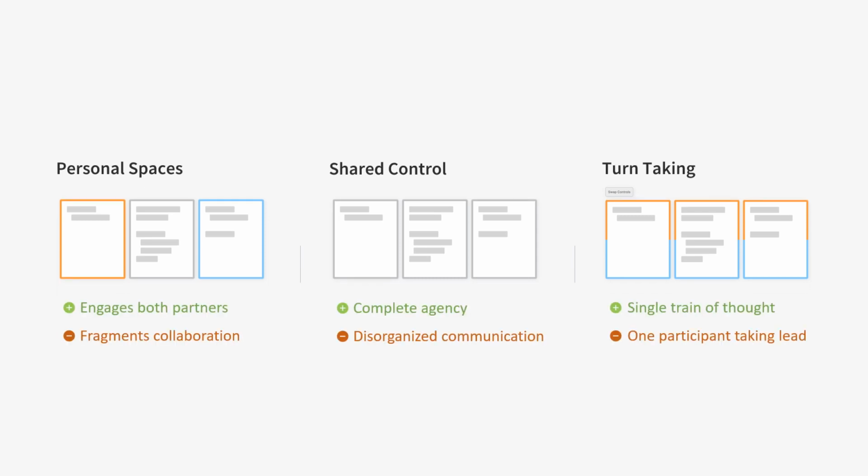For example, personal spaces promote engagement for both partners, but sometimes participants divided and separately tackled each subpart. Turn-taking helped participants collaborate towards a single vision of the solution, but often had one person controlling the entire session. Please see the paper for more details.